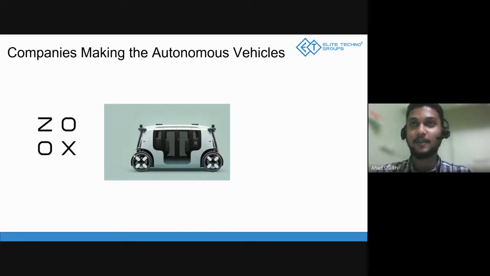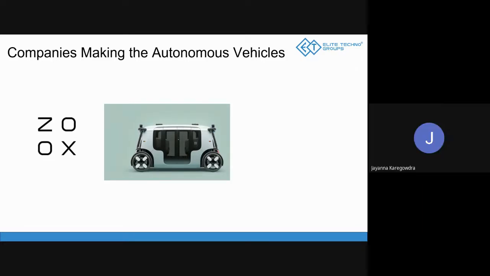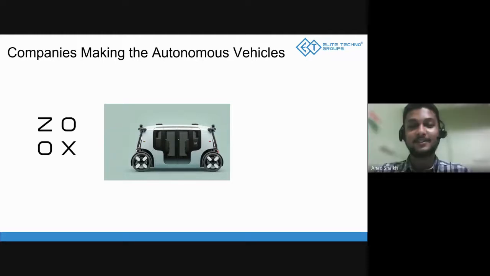Previously, we talked about Argo AI being backed by Ford Motors. Then there is Waymo, which was owned by Google's parent company Alphabet. So there has to be some big player backing Zoox. So what do you think? Is it a Japanese company? No, it's not a Japanese company.